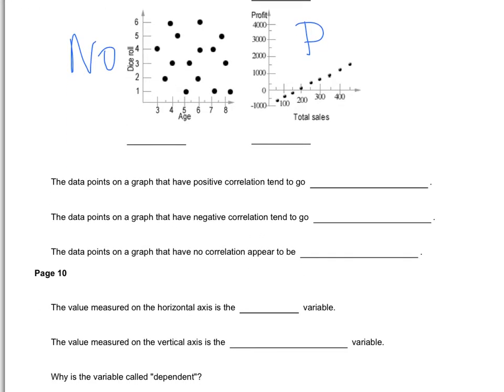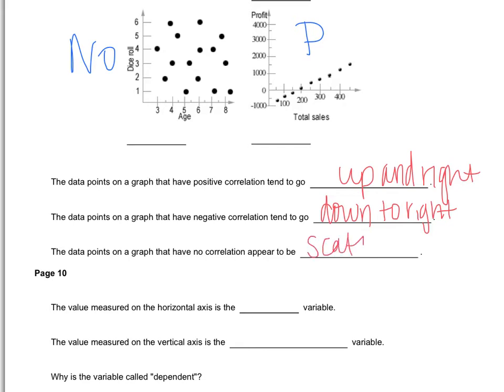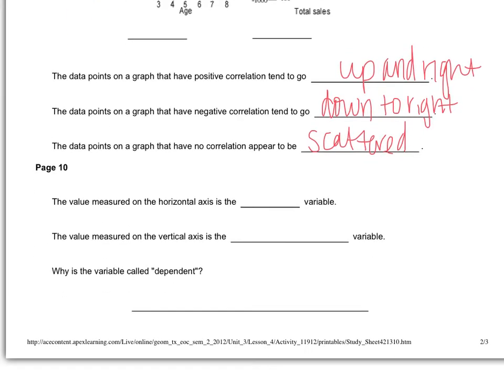The data points on a graph that have positive correlation tend to go up and to the right. The data points on a graph that have negative correlation tend to go down to the right. The data points on a graph that have no correlation appear to be scattered. They're literally just everywhere. So the value measured on the horizontal axis is the independent variable.